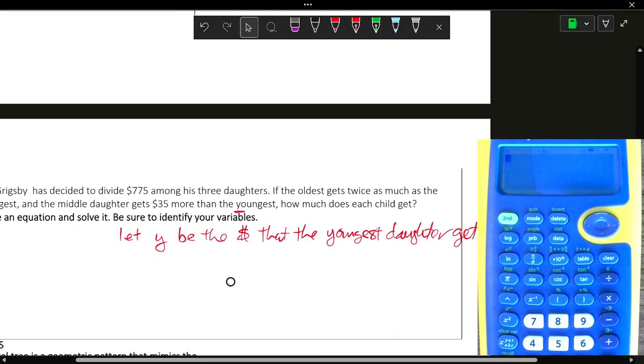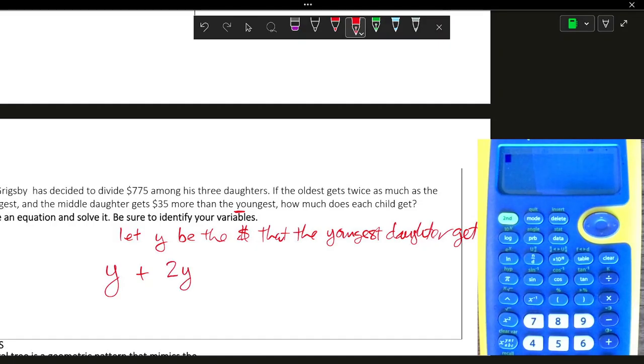So now let's write this down. There's 3 people that are getting money. We've got the youngest daughter, and she's going to get y dollars. That's my definition. Plus, the oldest daughter is going to get twice what the youngest daughter gets. So that's just going to be 2y, right? And the middle daughter is going to get $35 more than the youngest. So that's y plus $35. And the amount of money he's divvying up is $775.